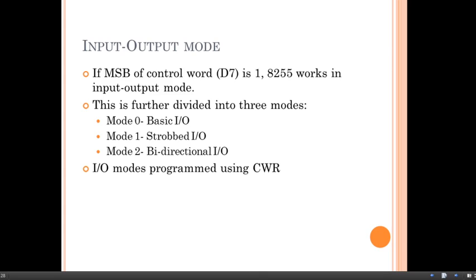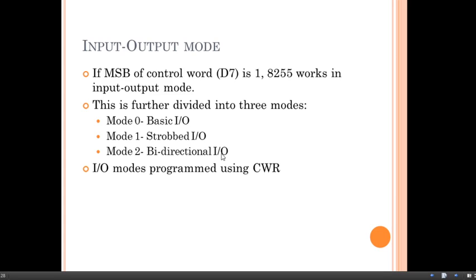Now next mode is input output mode. As we know, if the MSB of control word, that means D7, is 1, in that case our 8255 will work in input output mode. This input output mode of operation is further divided into 3 different modes, that are mode 0, mode 1 and mode 2. Mode 0 is called basic input output mode, mode 1 is called strobed input output mode, and mode 2 is called bidirectional input output mode.